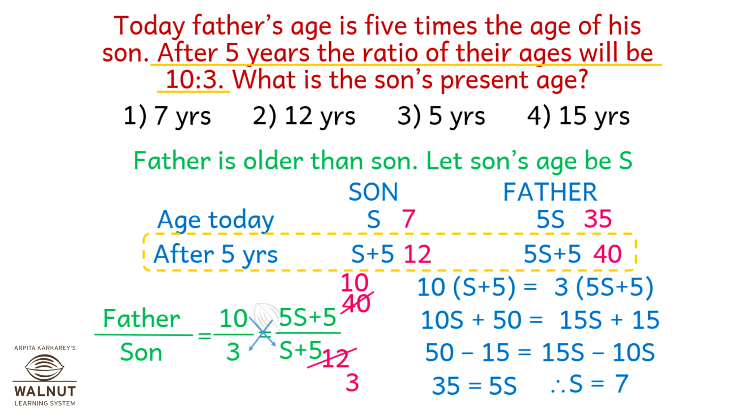So we have S as 7. So the son is 7 years of age, which is option number 1. Let's move on to the next question.